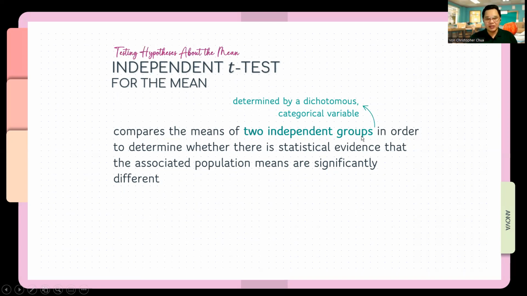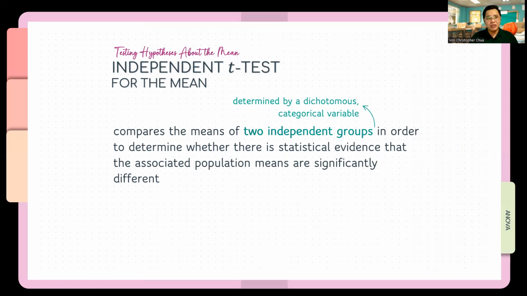Now take note that the two independent groups are determined by a dichotomous categorical variable. So for example, sex is an example of a dichotomous categorical variable. We say that a variable is categorical if its values are categories, and we say that it is dichotomous if there are two values only of the categorical variable. So since biological sex is either male or female, then that means that it is dichotomous.